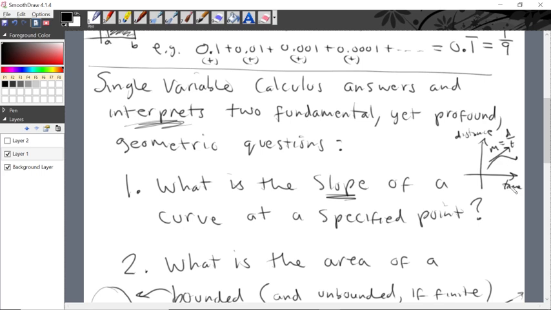Now, if the input wasn't time, let's say we weren't measuring over time, maybe it was over a spatial variable, like the position. Let's say the output was something like air pressure.